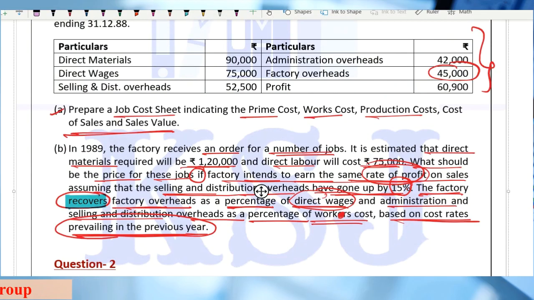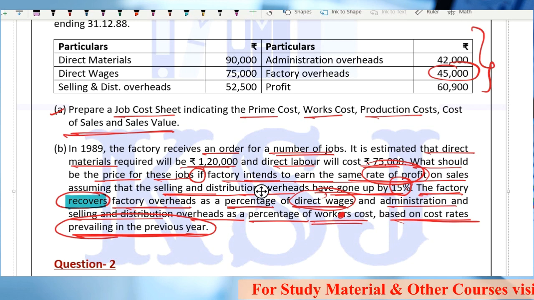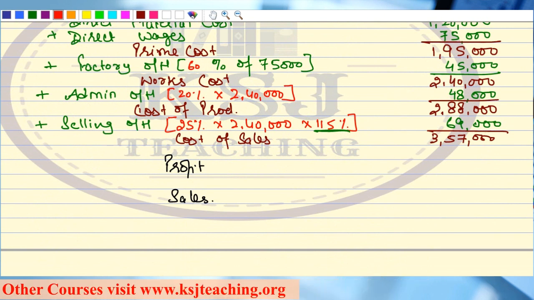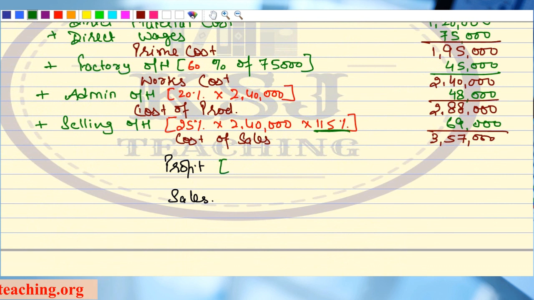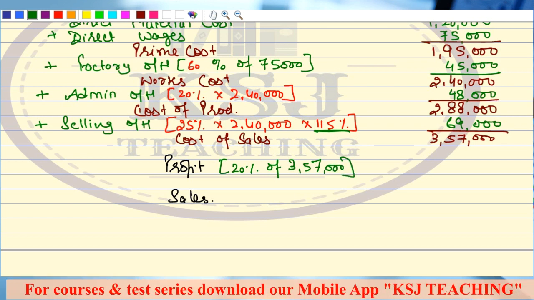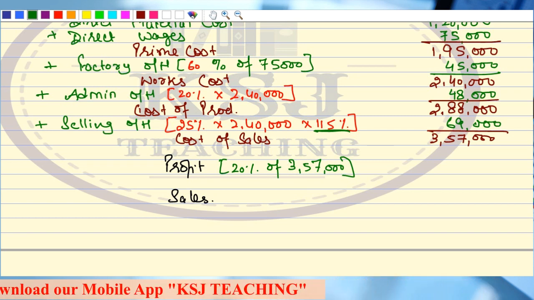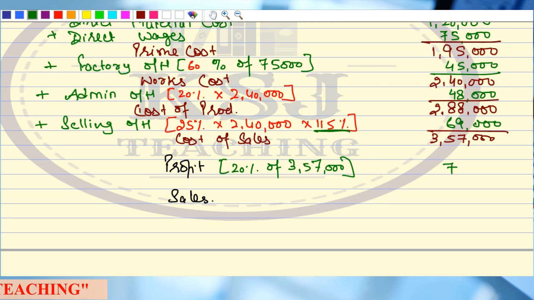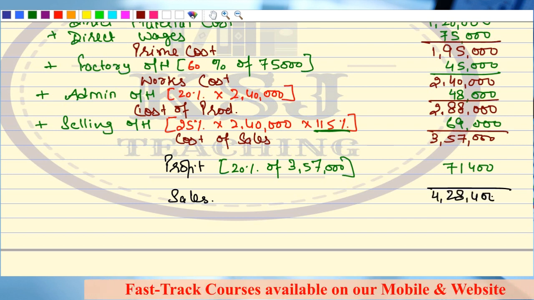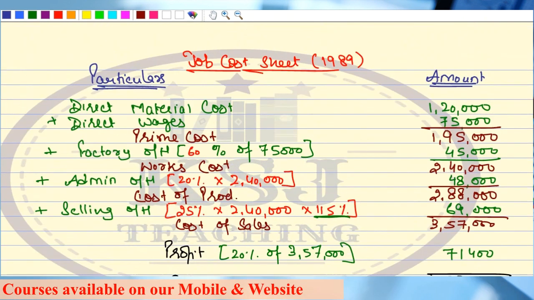The question says, intends to earn the same rate of profit on sales. Sir, obviously the profit on cost will also remain the same. The profit percentage will remain the same, right? And the profit is to be applied on the cost only. So my profit is 20% of 3,57,000. So this comes to 3,57,000 multiplied by 20%, 71,400. So the final figure, that is the sales value, is going to be 4,28,400. So this is the price that you have to charge for the job.